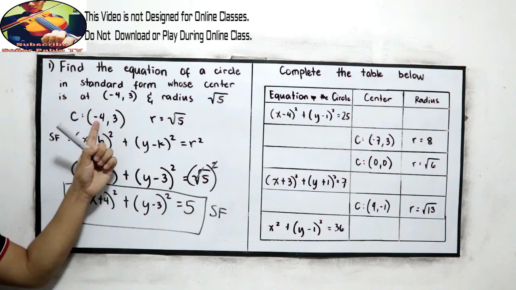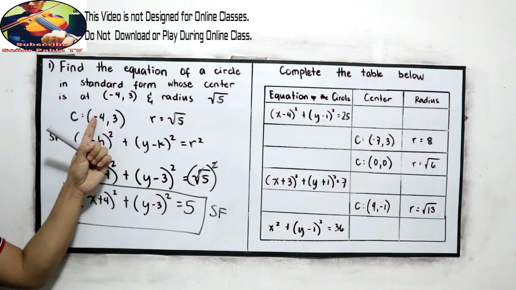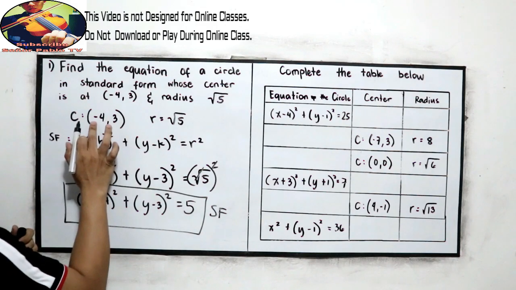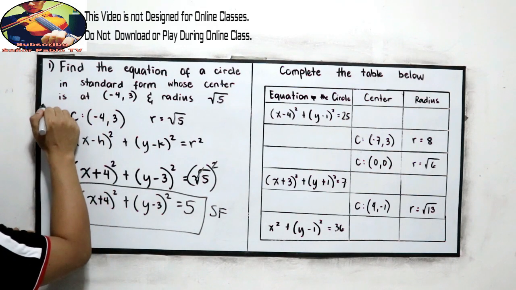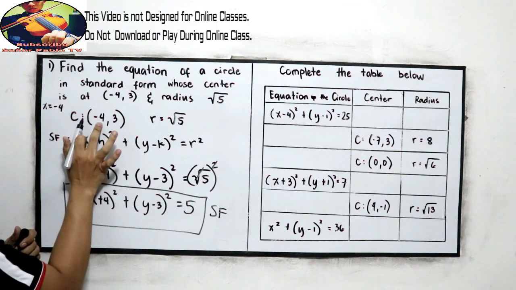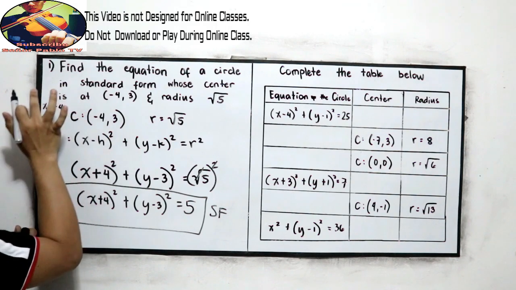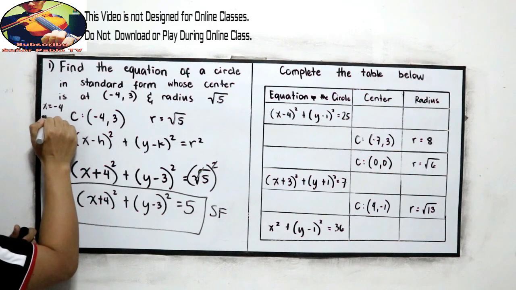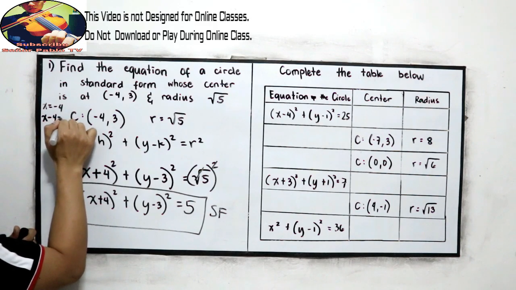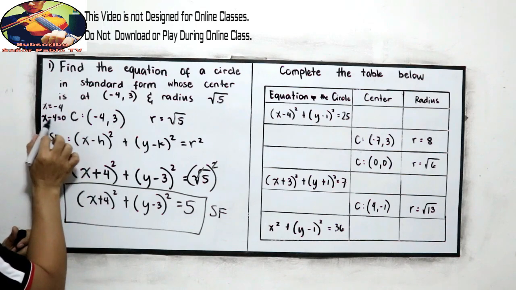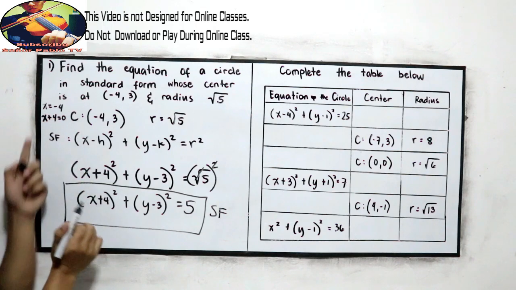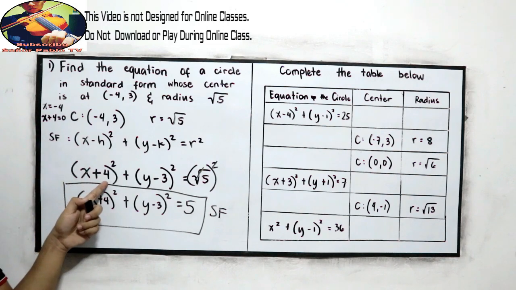Maybe, sir, why did you change the sign? That is negative 4 will become positive 4. Because if we're going to solve this step by step, x is equal to negative 4. Move to the left side of the equation. So that will become x minus negative 4 is equal to 0. This will be the number inside our parentheses, positive 4. That's why we have x plus 4.